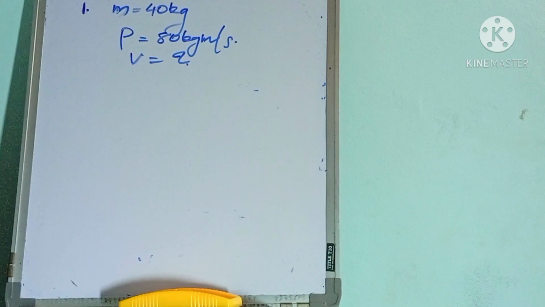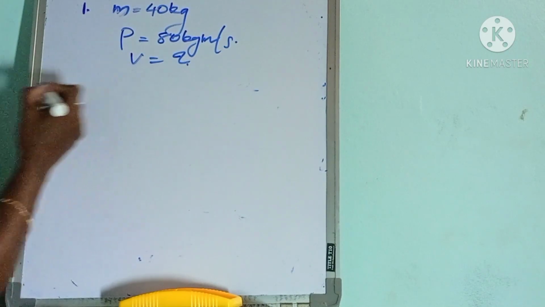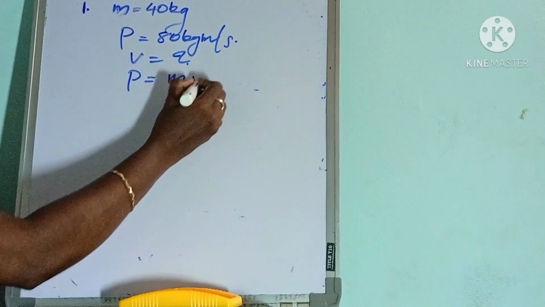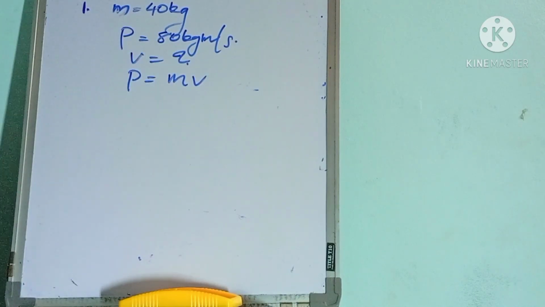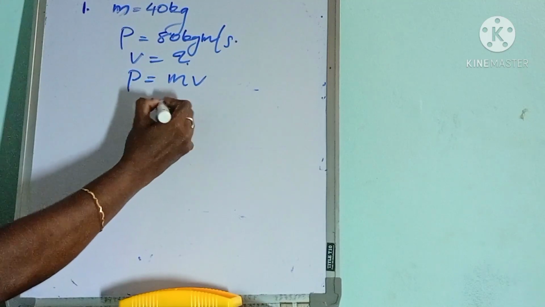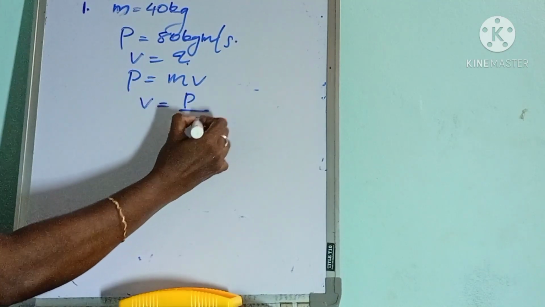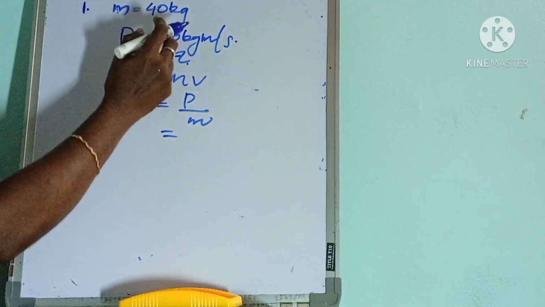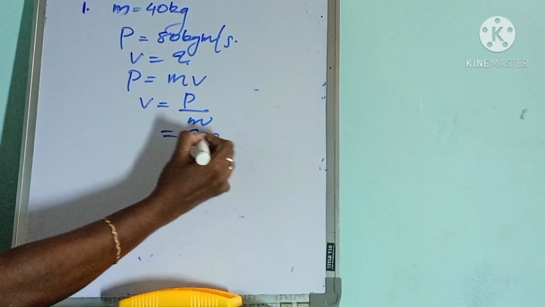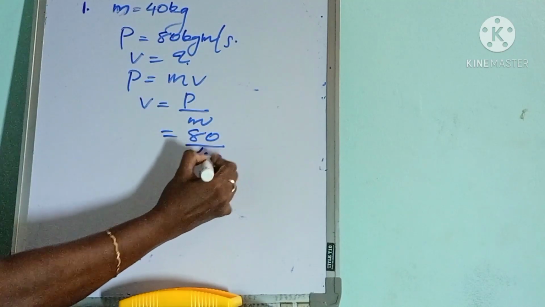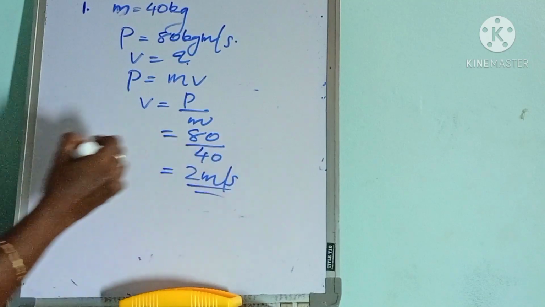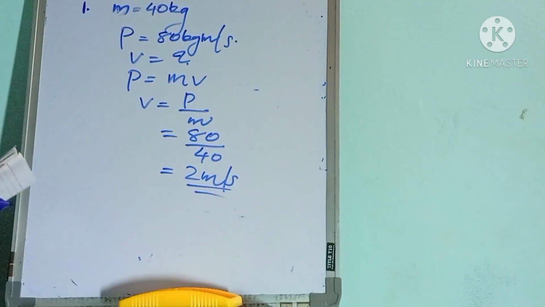All of you know the equation for momentum. What is the equation for momentum? Momentum p is equal to m into v, mass into velocity. So we can write the velocity v as p divided by m. Then we can substitute p as 80 and mass m as 40. So we got 2 meter per second. That is the velocity. Velocity v is equal to 2 meter per second.